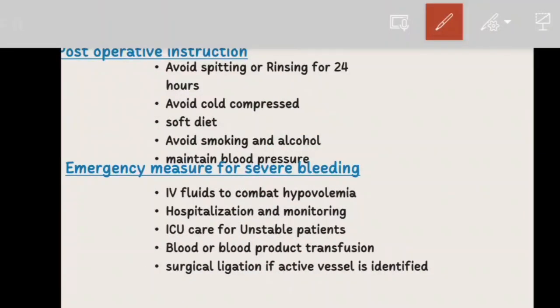The post-operative instructions, what we tell the patient: do not spit for 24 hours, avoid cold compress, soft diet, avoid smoking and alcohol, and maintain the blood pressure.